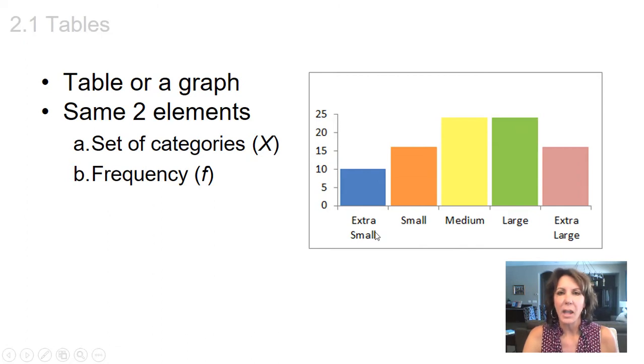And the other element, a very important element, is the frequency. And the frequency just refers to the count for any category. So the number that are in any category. So for example, the frequency for extra small is 10. So the numbers on the left-hand side of this graph here are frequencies.